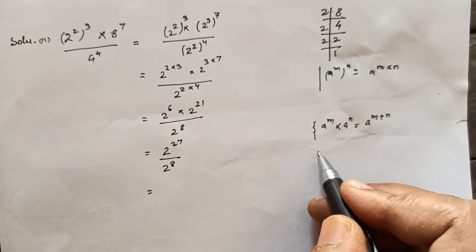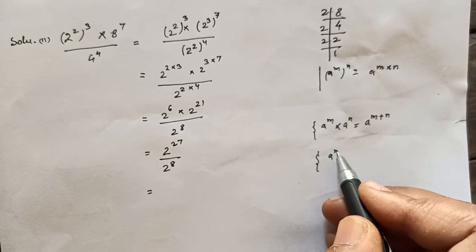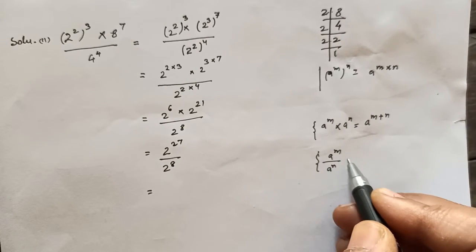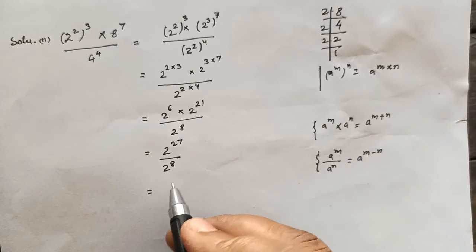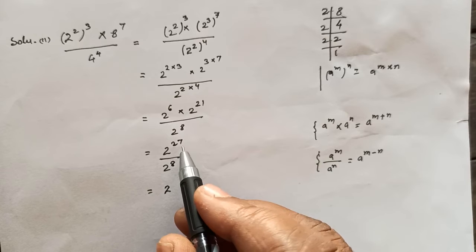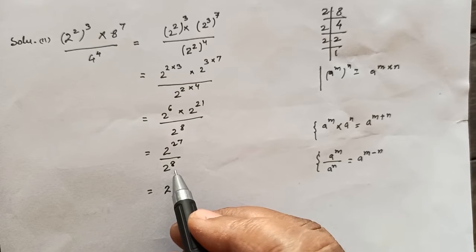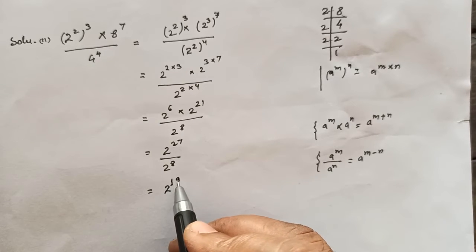Now a to the power m divided by a to the power n is a to the power m minus n. 2 power 27 minus 8 is 19.